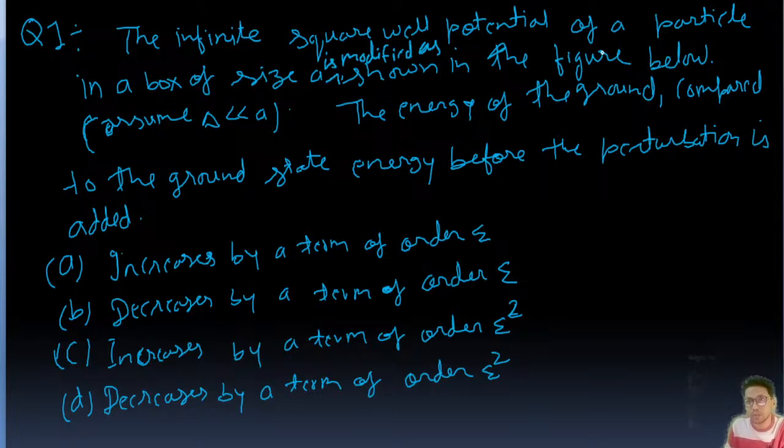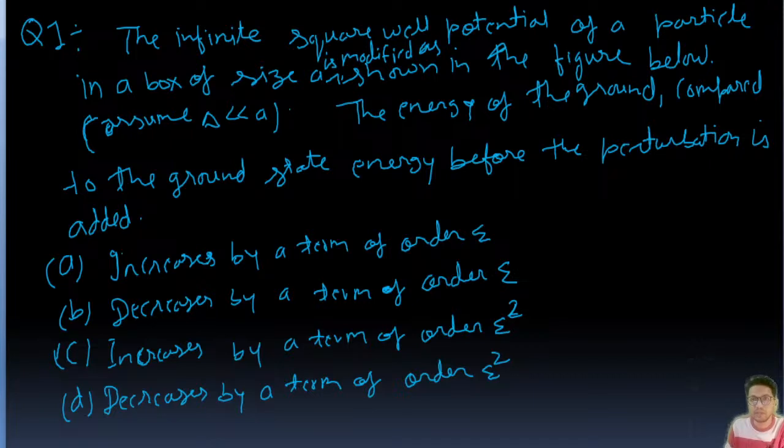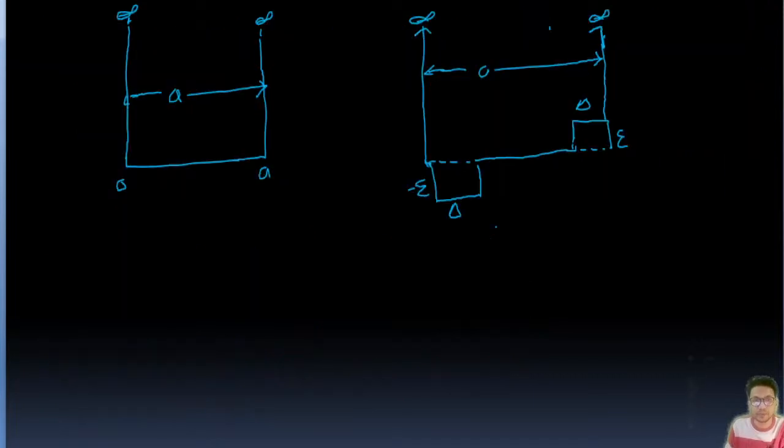The infinite square well potential of a particle in a box of size A is modified as shown in the figure. So this is the modification. Then we need to find the ground state energy after perturbation, and then compare it. Before perturbation, this is the state of the particle. This is the width of the box, A. This is 0.